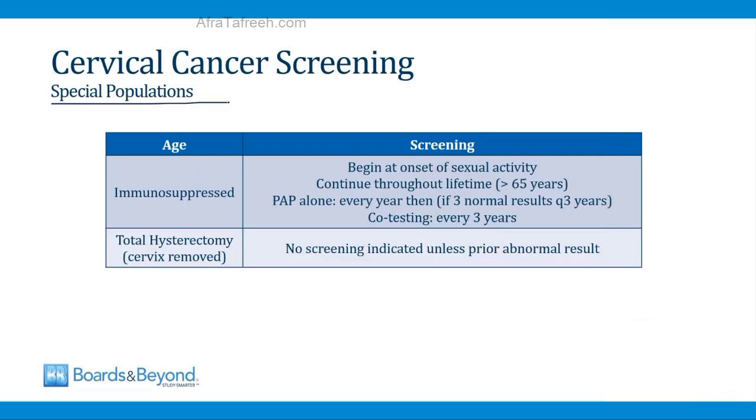There are a couple of special populations in terms of cervical cancer screening. For women who are immunosuppressed, they should begin screening at the onset of sexual activity, and they should continue it throughout their lifetime, even beyond 65 years of age. They can either have a Pap test done alone. This can be done every year, and then once they've had 3 years in a row where the Pap test is normal, they can begin to do testing every 3 years. An alternative is to do co-testing every 3 years.